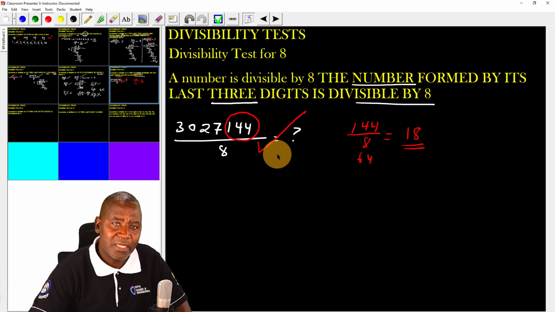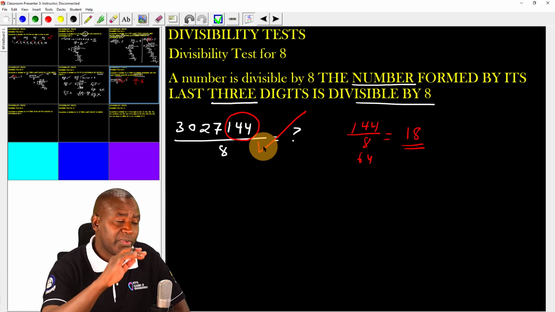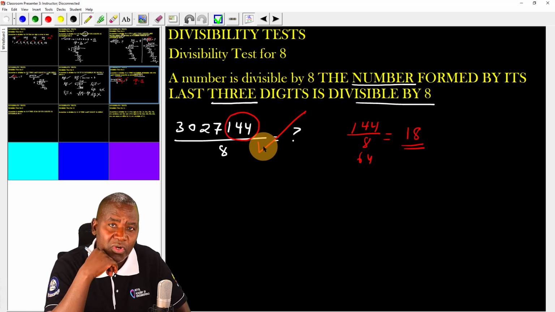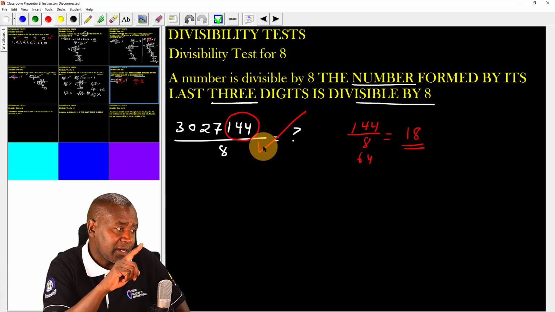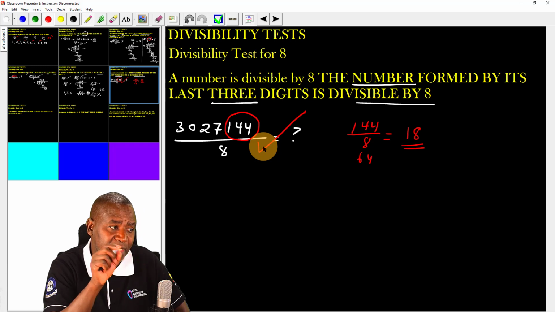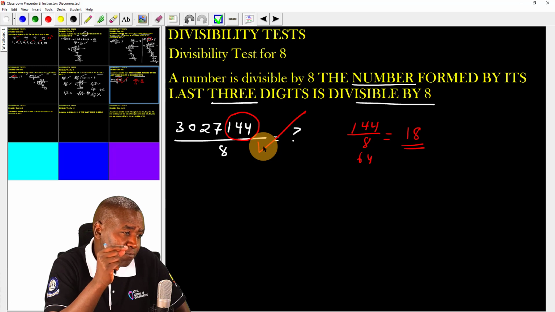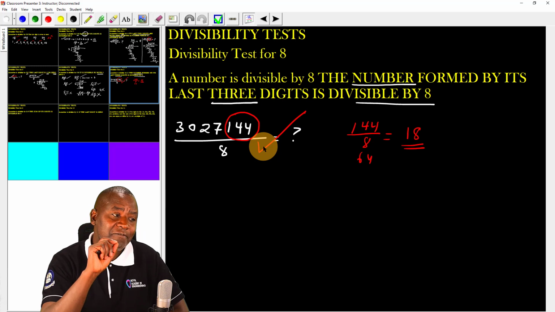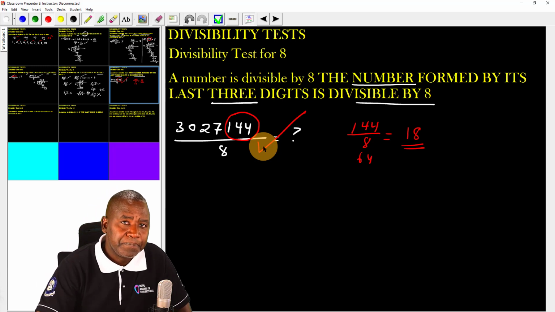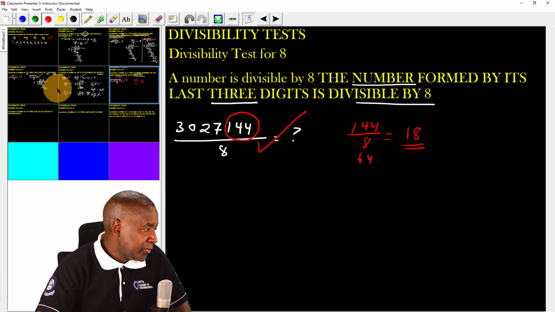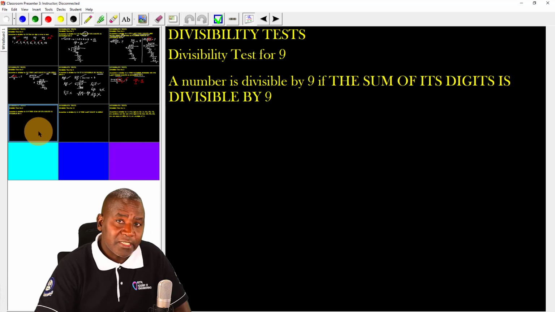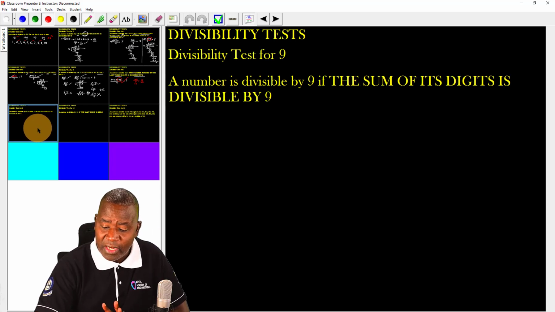You can test that one all by yourself by doing the long division method. All you need to remember are the various tests. So remember, the number formed by the last 3 digits must be divisible by 8 for the whole of that number to be divisible by 8. Again, you can look at the exercises. There are very many of them, so do them.